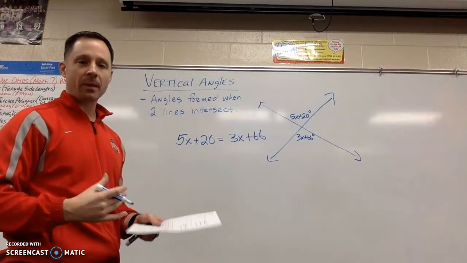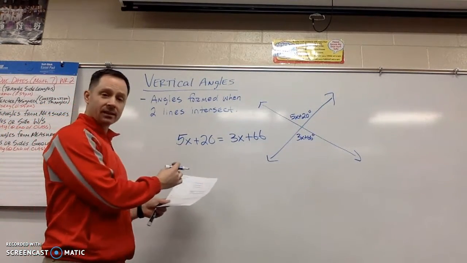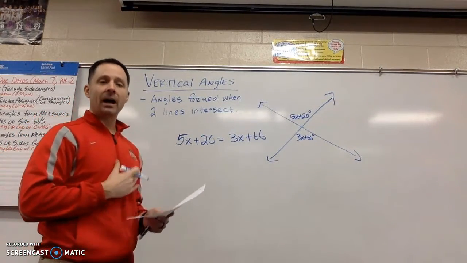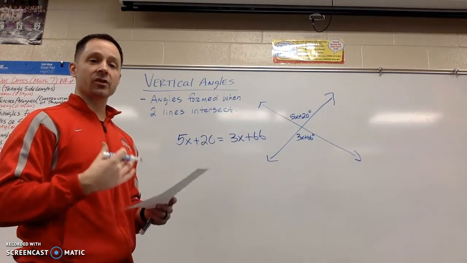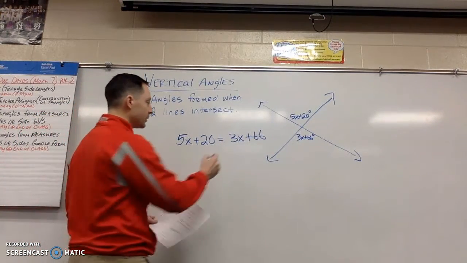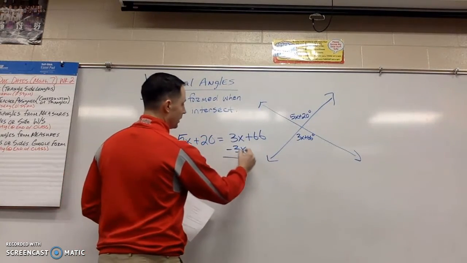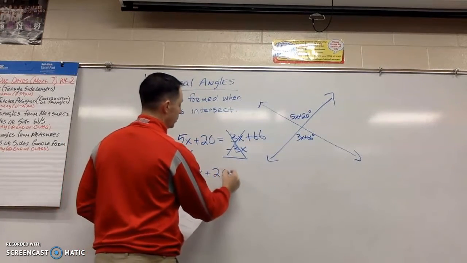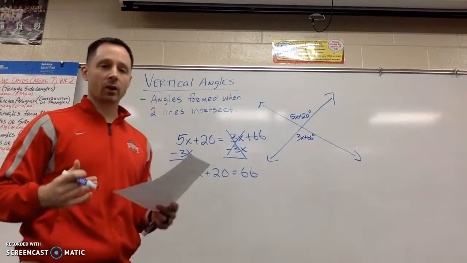Now comes the little chess match, the game. Which side do I move things? Because I've got to get my variables, in this case x's, on one side and my numbers on the other. I always look at my variables first, and I want to create a positive number, so I'm going to take the smaller number and move it to the other side. In this case, that would be the 3x. So if I subtract 3x from both sides, these will cancel out, and I'm left with 2x plus 20 equals 66. Now you have something that looks familiar, a two-step equation.